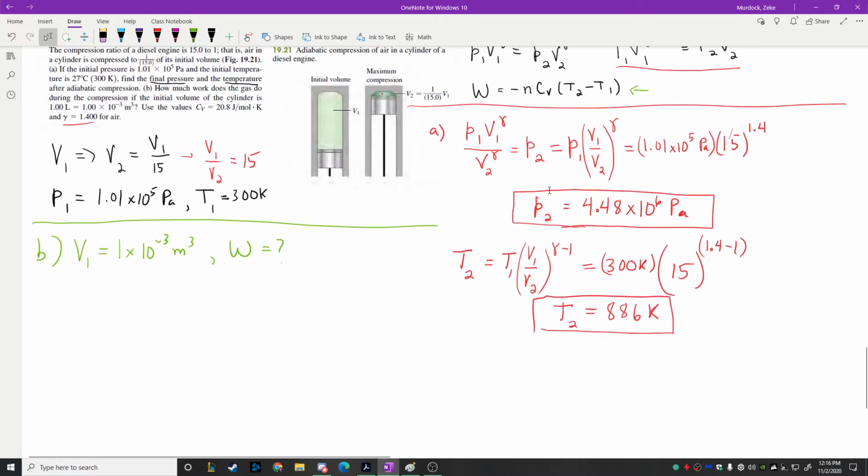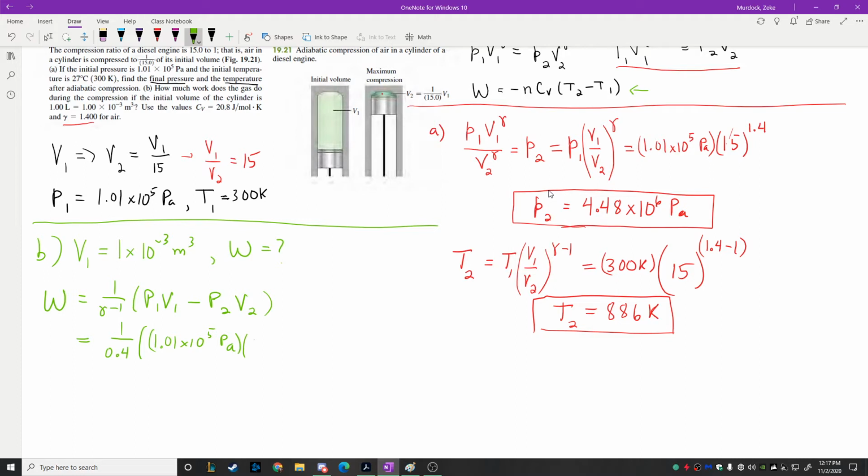So work is equal to, I'll rewrite it down here. The work is equal to 1 over gamma minus 1 multiplied by P1 V1 minus P2 V2. Okay, so that's 1 over, gamma minus 1 is 0.4. Pressure 1 was 1 times 1.01 times 10 to the 5 pascals.